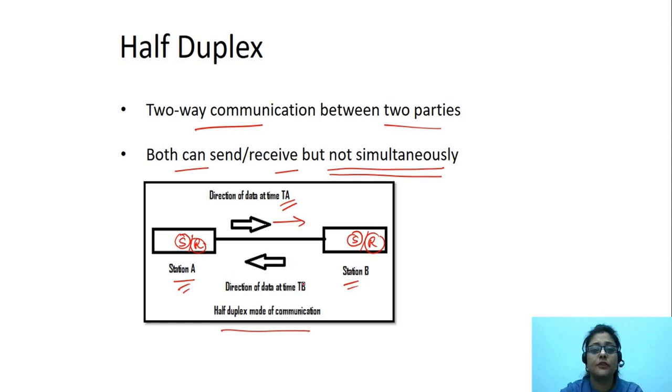At a different interval of time, let's say at time TB, station B can send data in this direction and station A can receive the data in this direction. That is the reason it is known as half-duplex mode of communication. Duplex means both-way communication, but it is half-duplex because both-way communication cannot take place simultaneously.